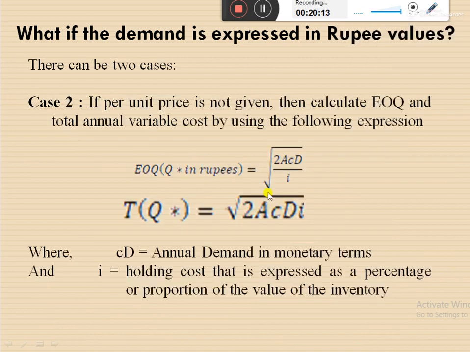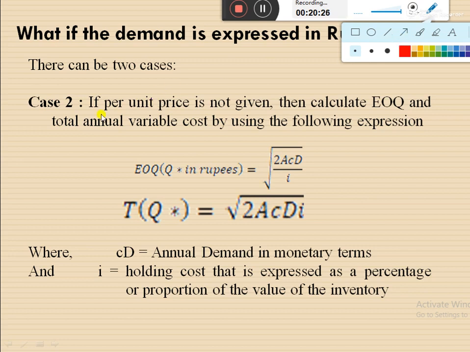Now we will discuss case 2. What if the demand is expressed in rupee values and the unit price, or purchase price of a single unit, is not given? Then what would be the procedure of calculating economic order quantity and total annual variable cost? In that case, we would use this formula to calculate the economic order quantity, which reads as square root of 2ACD divided by small I.